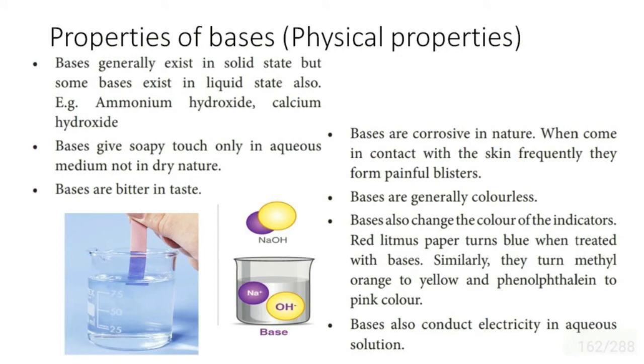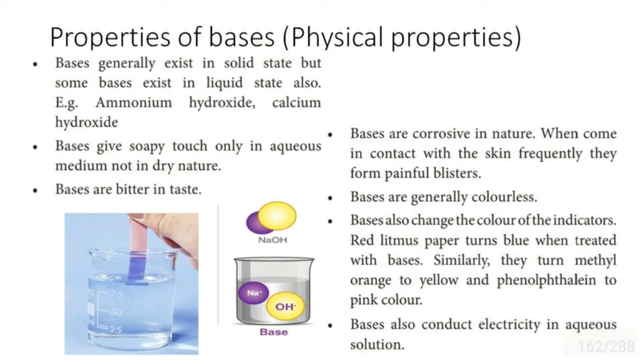Properties of bases. Physical properties of bases. Bases generally exist in solid state, but some bases exist in liquid state also. Example, ammonium hydroxide, calcium hydroxide. Bases give soapy touch only in aqueous medium, not in dry nature. Bases are bitter in taste. Bases are corrosive in nature. When they come in contact with the skin frequently, they form painful blisters.